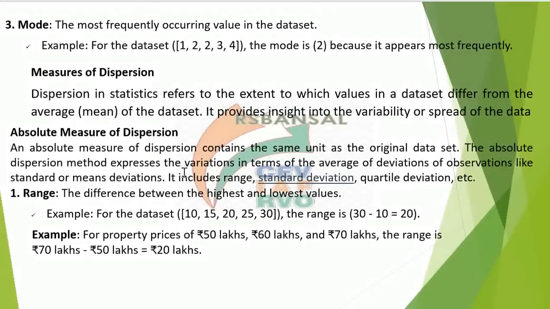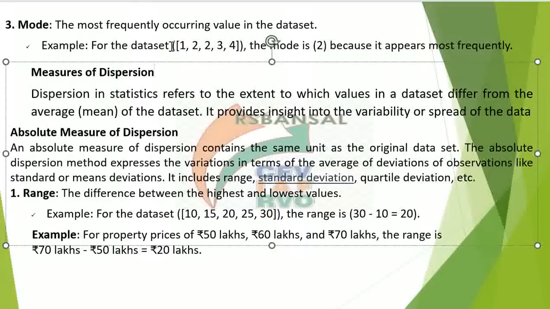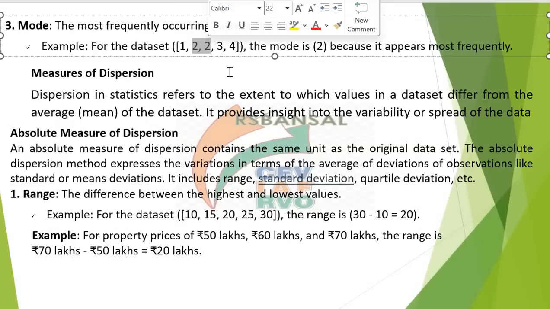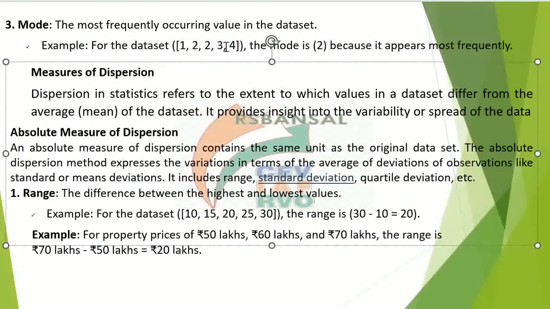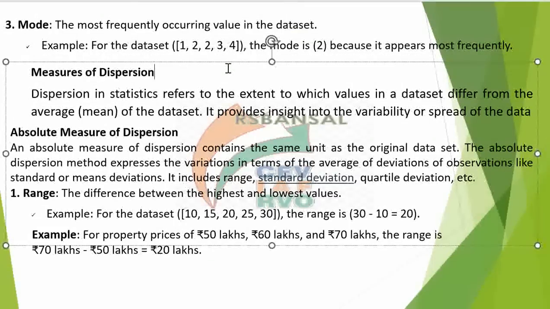Next is mode. So basically what is mode? Mode is the most frequently occurring value in the data set. The value which is occurring most of the time. See here in this data set, for example, 1, 2, 2, 3, 4, this 2 is occurring two times, while others have occurred only once. So this 2 will be the mode of the data set.